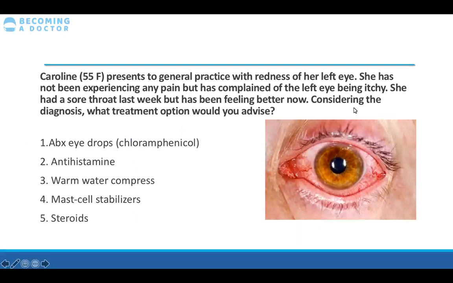So let's talk about case 6. So we have Caroline here, who is a 55-year-old female, and she's presented to general practice with redness of her left eye. She has not been experiencing any pain, but has complained of the left eye being itchy. She had a sore throat last week, but has been feeling better now. Considering the diagnosis, what treatment option would you advise? And I've launched the poll for you guys, so have a go at that.